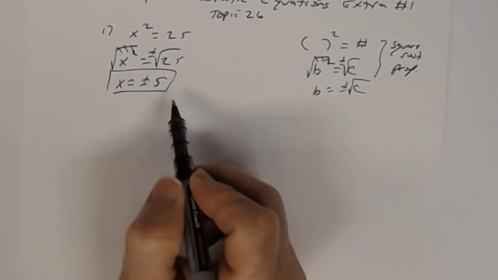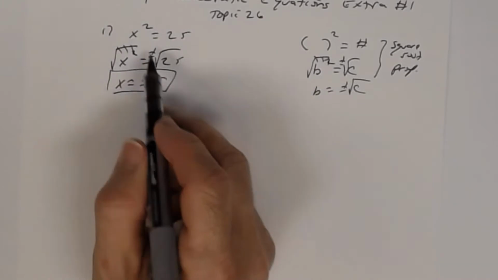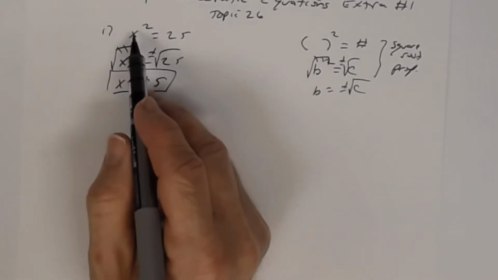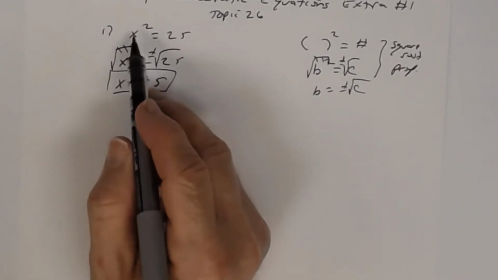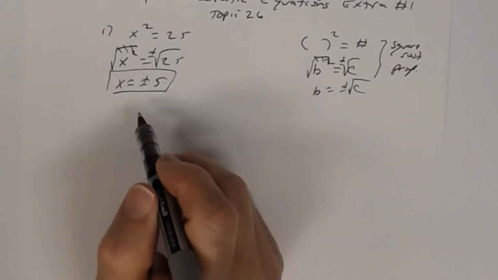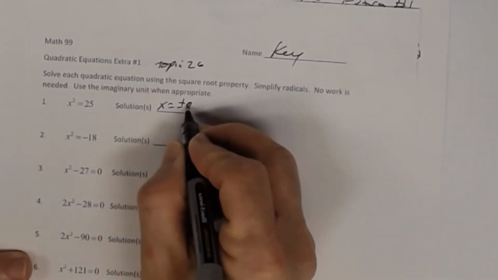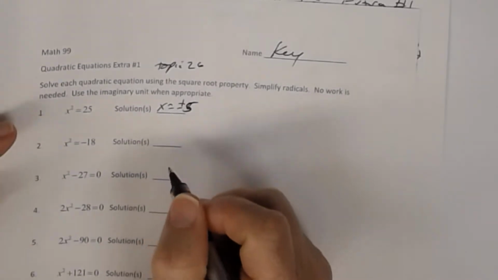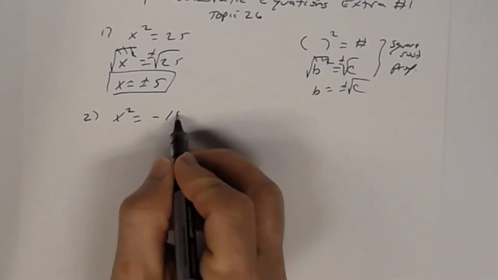And that's your solution. And you can easily check this because when you substitute 5 into x, 5 times itself is 25. When you substitute negative 5, negative 5 times negative 5 is 25. Okay? So the answer to number 1 is x equal plus or minus 5. All right, number 2. In number 2, you have x squared equal negative 18.